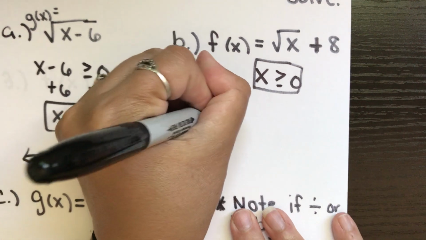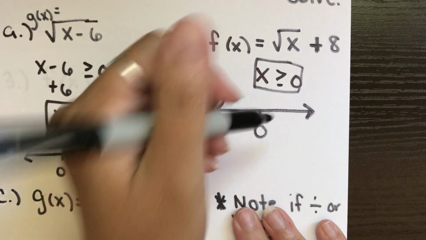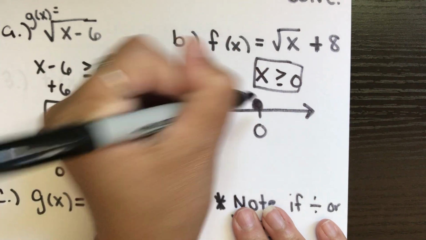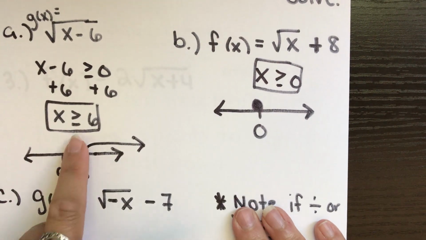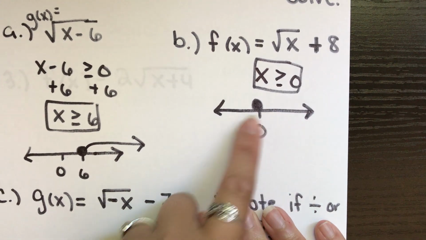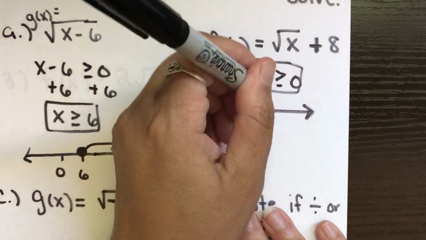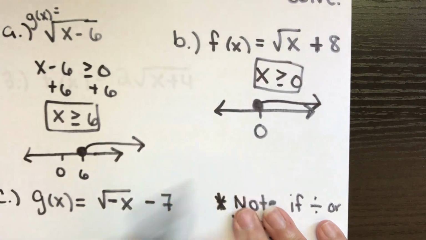I'm also going to graph the second one here, and then I'll show you how I do interval notation. I would put a solid circle on 0. And the reason they're both solid circles is because it's greater than or equal to. And anytime it's greater than or equal to, it always gets a solid circle. That means included. It's also greater than again, so I'm going to shade to the right.